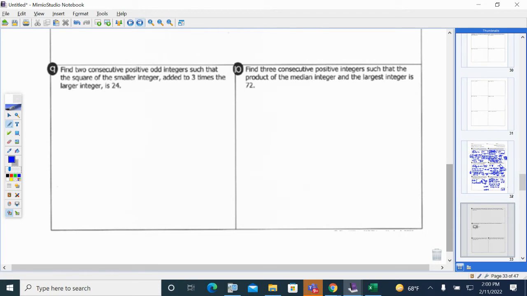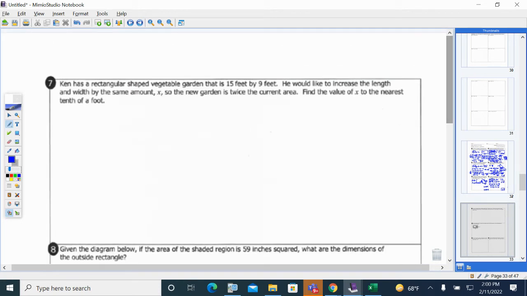Moving on to question number 7, setting this up. Ken has a rectangular shaped vegetable garden that is 15 feet by 9 feet. He would like to increase the length and width by the same amount, x, so that the new garden is twice the current area. Find the value of x to the nearest tenth of a foot. So as soon as I read nearest tenth of a foot, that means my answer is not a nice integer answer. It's not going to be a whole number. So I'm thinking quadratic formula maybe on this. Anyway, let's try to set this up.